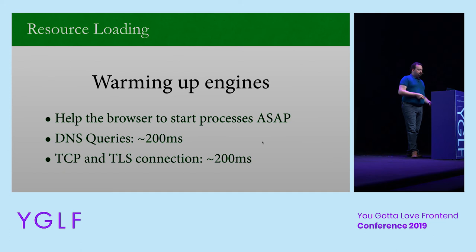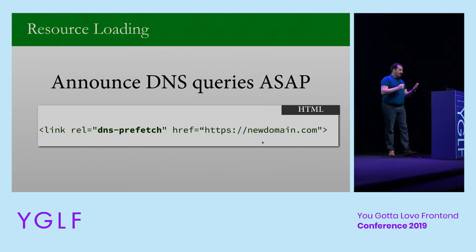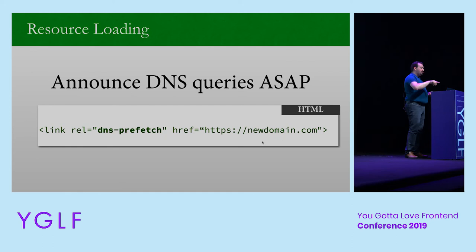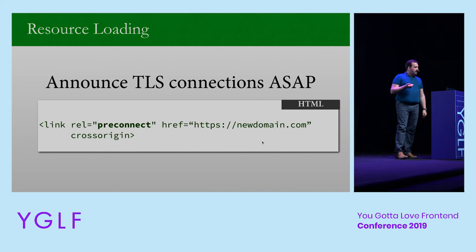So we can announce DNS queries as soon as possible with link rel=dns-prefetch. We can say, hey browser, you know what? Later, you will need to download a CSS or a font file from that other domain, so please start the DNS query right now. Also, you can announce TLS connections, like, please start the TLS connection there directly. I'm talking about opening the connection to the server.